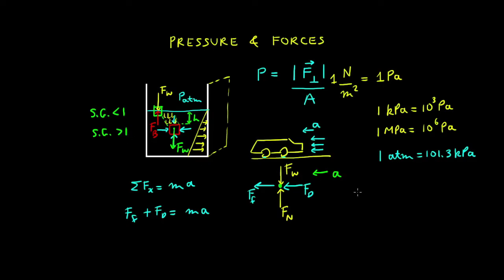Now if we take a sum of forces in the vertical direction, well, the net force acting on the car is 0 in the vertical direction. So in this case we have the force of weight acting downwards plus the normal force is equal to 0, because there's no acceleration in the vertical direction. So that's Newton's first law. Okay, so this here is Newton's second law, and this here is Newton's first law.